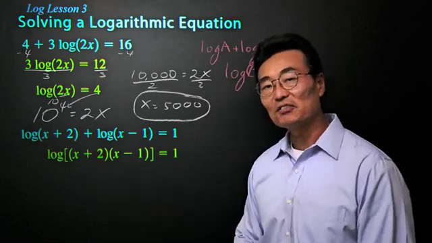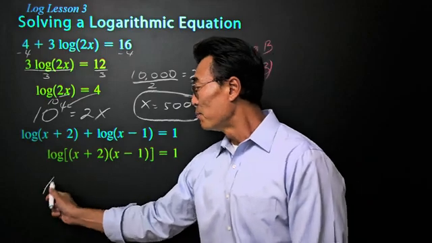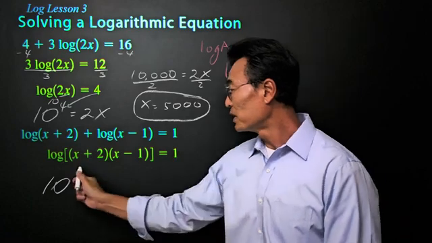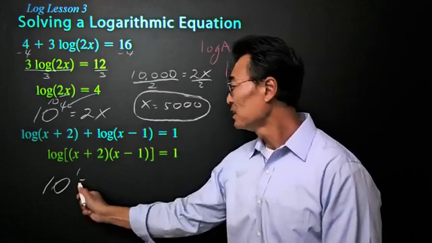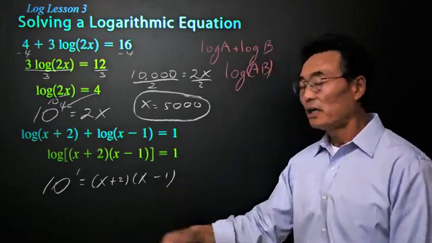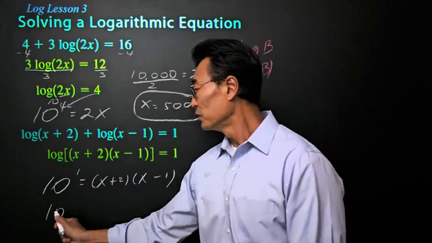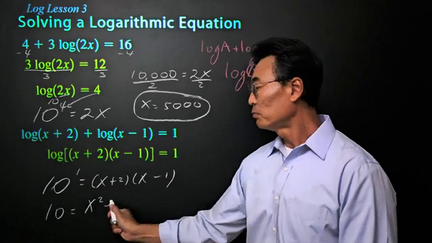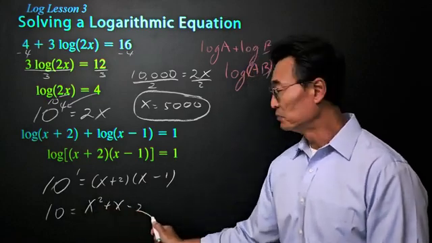Once again, we're going to change this into an exponential equation where the base will be 10, because there's nothing written there. We're going to take the 1, put it in the exponent position, and then set it equal to x plus 2 times x minus 1. Continuing with the simplification, we multiply this out. We get x squared plus x minus 2.